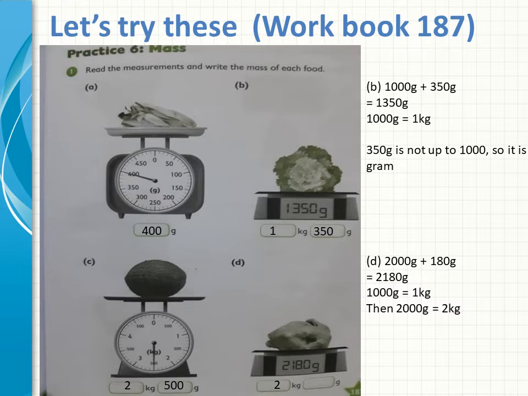Now, remember again that 1,000 grams make 1 kilogram. Okay, then 2,000 grams will make how many kilograms? Good job, 2 kilograms. It will make 2 kilograms. Then in that case, we can say that our scale is measuring this chicken by 2 kilograms. What about the remaining 1,800 grams?